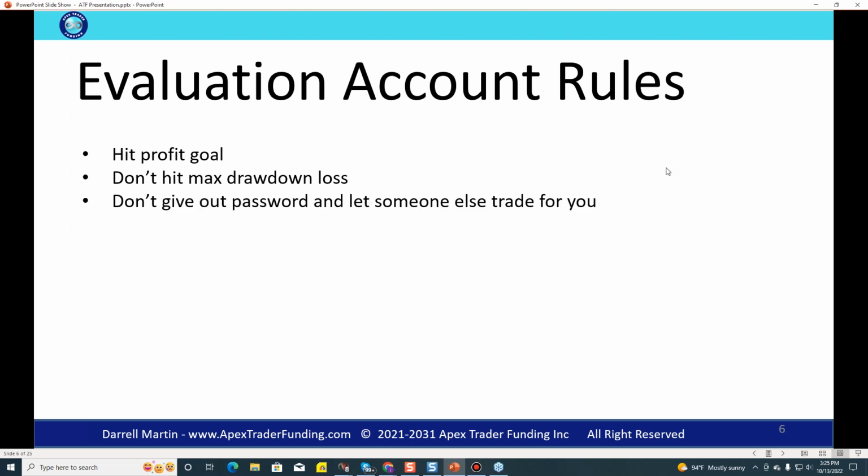Don't give out your username and password to someone else and let them trade for you. If we're going to fund you as a trader, we want to know that you're the one that was doing the trading during the evaluation period, right? Does that rule make sense? Is that a rule you would put on your own money as well if you were funding someone? Of course, right? Very simple rule.